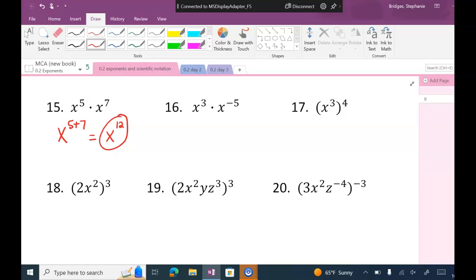Now, number 16, we can do a couple of different ways, and I'm going to show you both. It is very similar to 15 in that we are multiplying the same base. I have x to the third times x to the negative fifth. So the rule says that we keep the base and we add the exponents. What is 3 plus negative 5? Negative 2, okay. And then we cannot leave negative exponents. So what does x to the negative 2 become? 1 over x squared, yeah. That's one way you can do it.